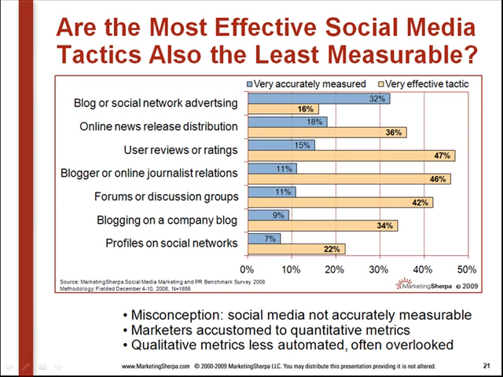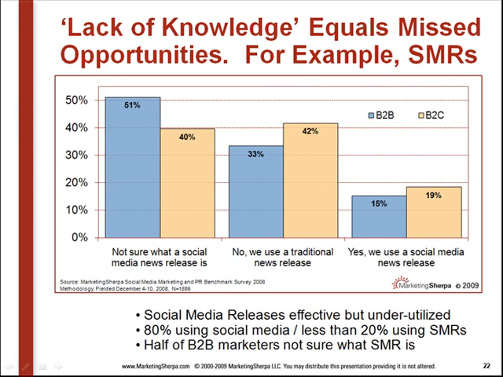But when you go down further on the list and you look at things like blogger or online journalist relationships, where they're considered very effective but not very measurable, you start to see that, well, now there's getting to be some confusion here. We can measure some of these things and how a lead comes from a blog and ends up on our website and is captured there.